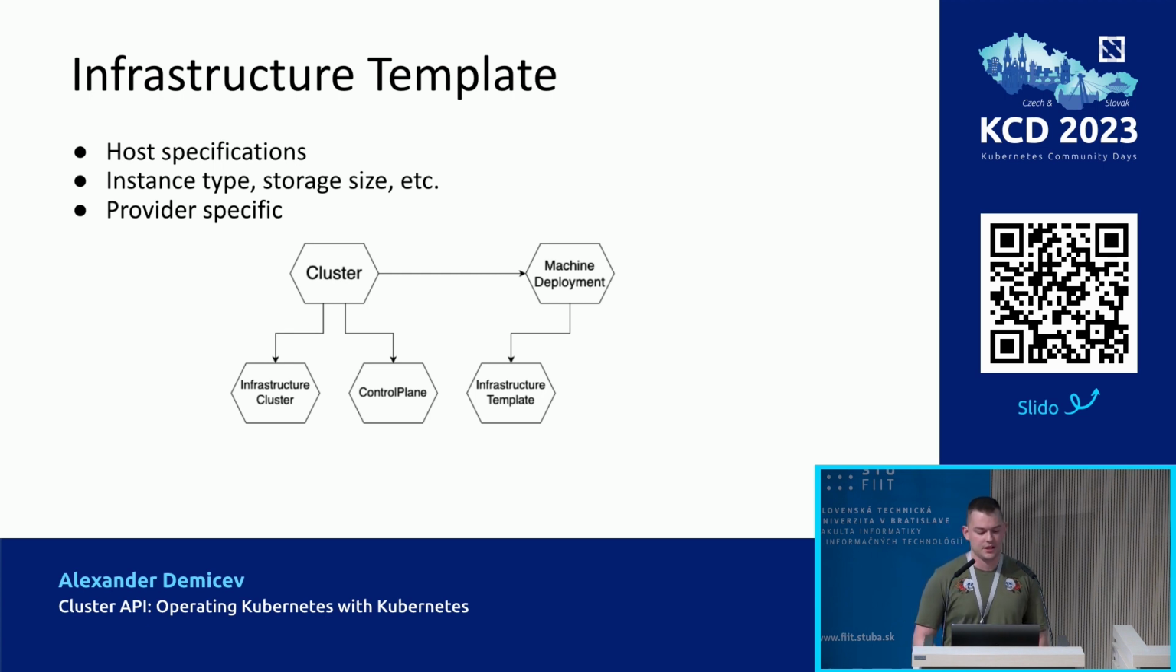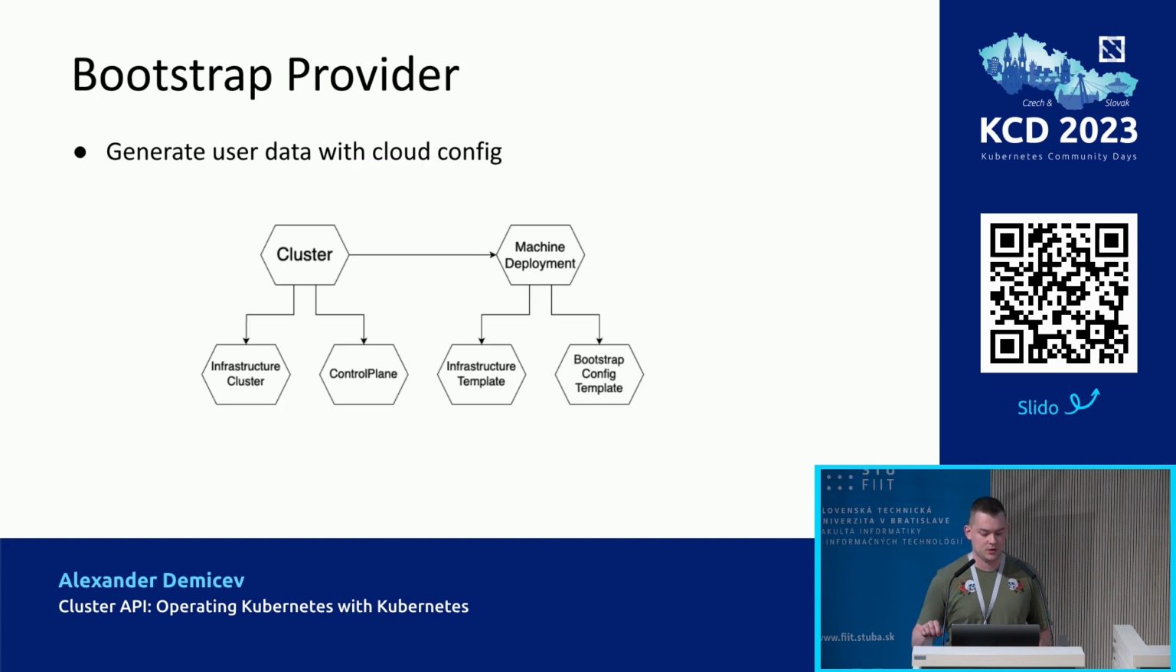And the second reference is a reference to a bootstrap config, and it's a component that provides you your cloud config. And I think the most popular and the default one is kubeadm-based bootstrapping. So if you just run CAPI by default, it will use kubeadm to bootstrap your control planes and kubeadm to bootstrap your worker machines.